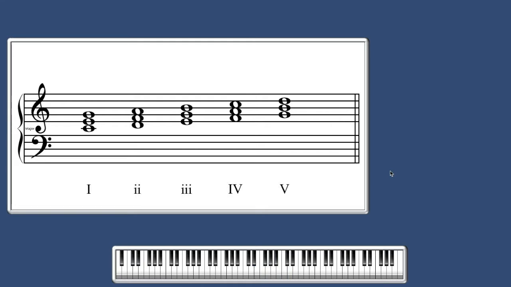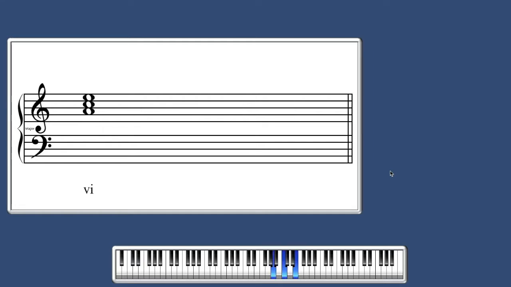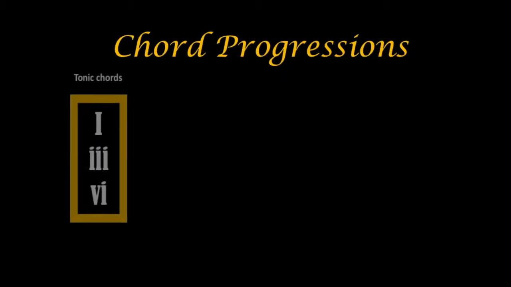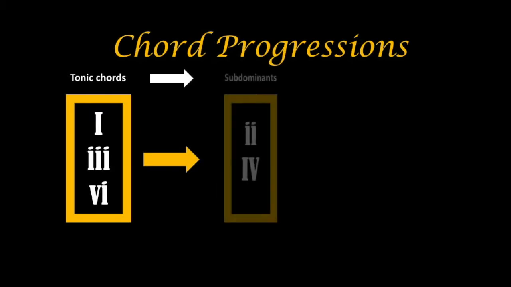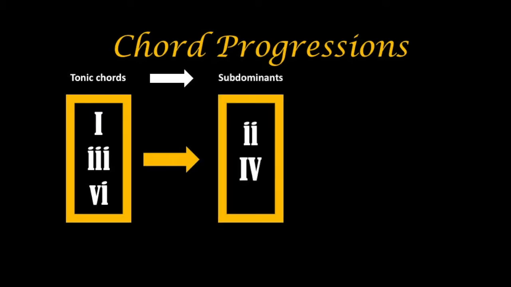So getting up to chord 5 is the highest point of tension, and if we continue, 6 to the leading note, which is the diminished chord, and back to 1. Chord progressions can be separated into 3 different sections. So we have the tonic chords, the 1, the 3, and the 6, the subdominants, and through to the dominants.